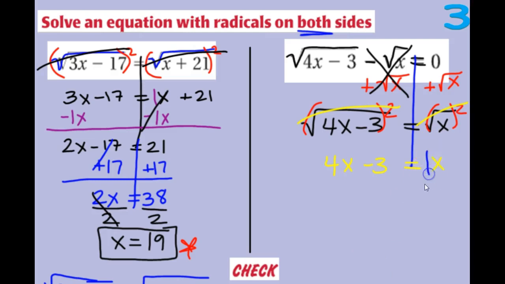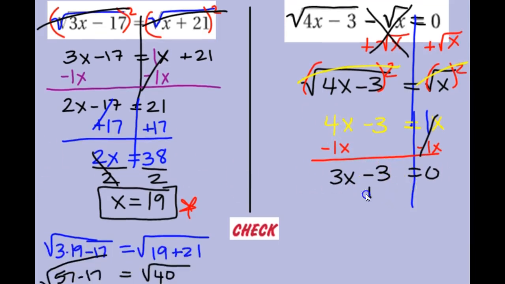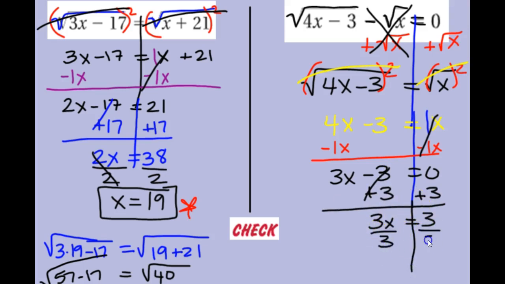Now our goal is to get x by itself so we can solve it, so we need to move them all together. So I'm going to move this 1x over to the other side. If you wanted to move the 4 over to the other side, that's fine too. So 4 minus 1 is 3x minus 3 equals 0. So get rid of addition and subtraction first. I'm going to add 3. So I have 3x equal to 3. And then divide by 3. 3 divided by 3 is 1.